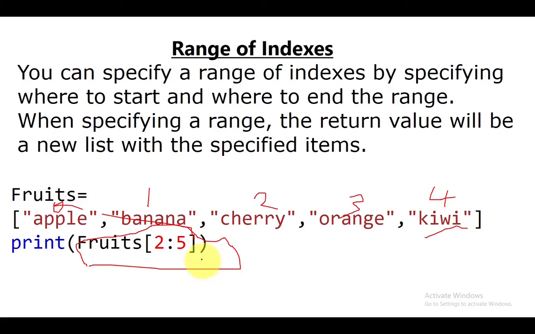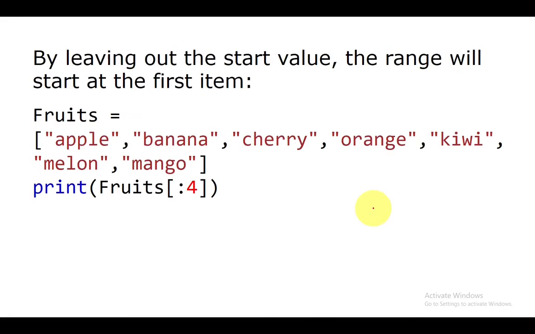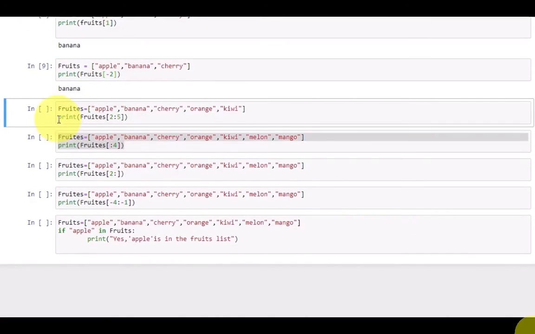If we end at 4, if we put 4 here, kiwi will not be printed out. We will only have cherry and orange as the values printed out. But once we increase it by 1, kiwi will also be printed out. So right here we have fruits: apple, banana, cherry, orange, and kiwi.